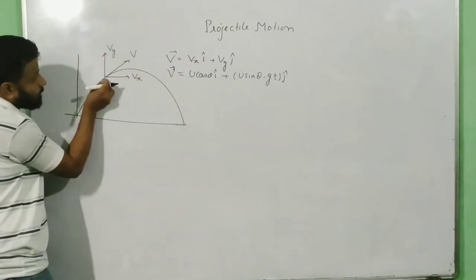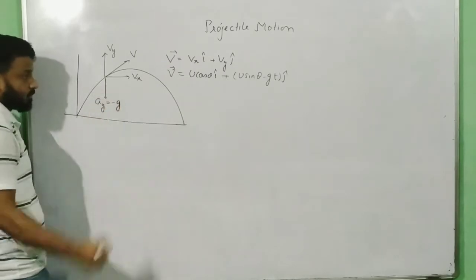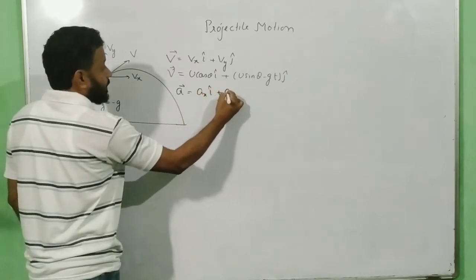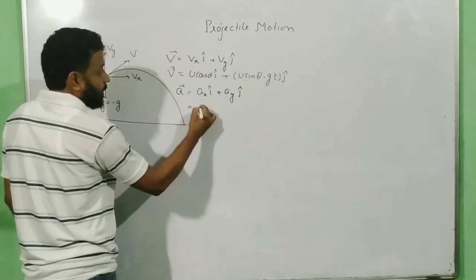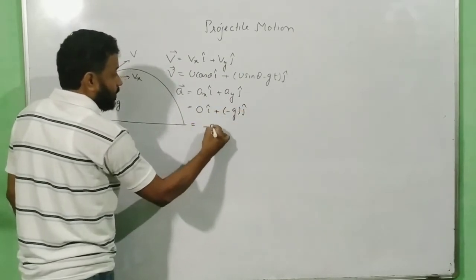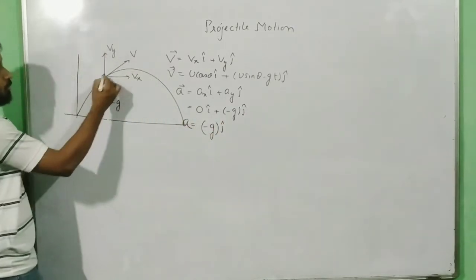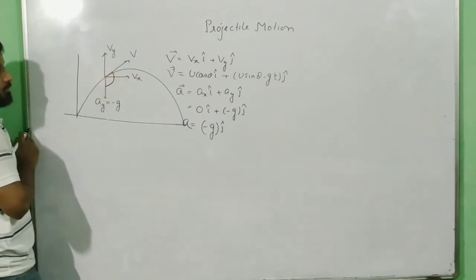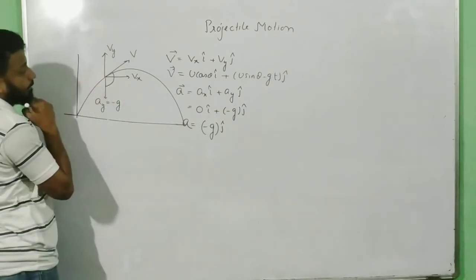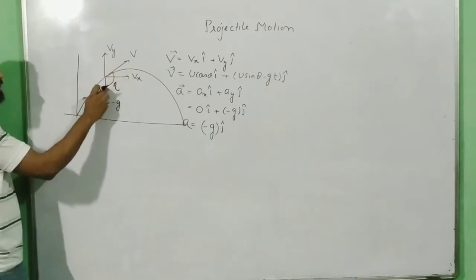Now at this instant when the body is here, what is the only acceleration happening? The only acceleration happening is minus g. So I will write the acceleration vector as ax i cap plus ay j cap. Now what is ax? 0 i cap plus minus g j cap. That means it is only minus g j cap as my acceleration. Now suppose I want to know the angle between the velocity vector and the acceleration vector. Let me call this angle eta. I want to know this angle eta.